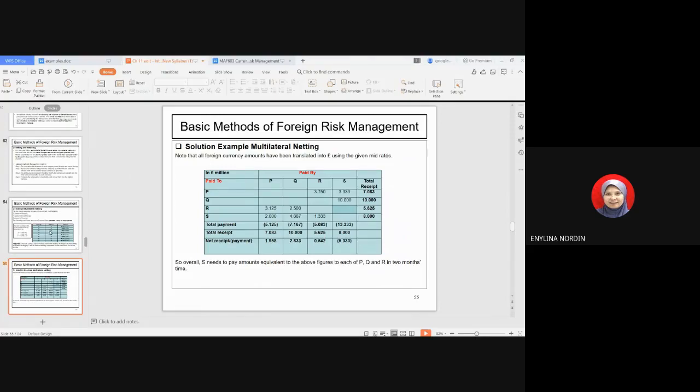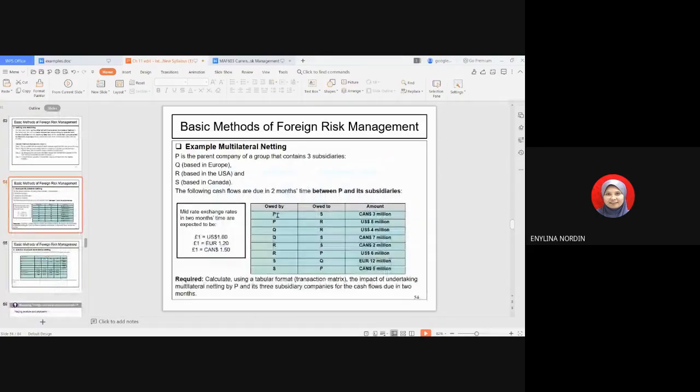So let's go for the first one, which is the amount owed by P to S. The amount owed by P to S is 3 million Canadian dollars.